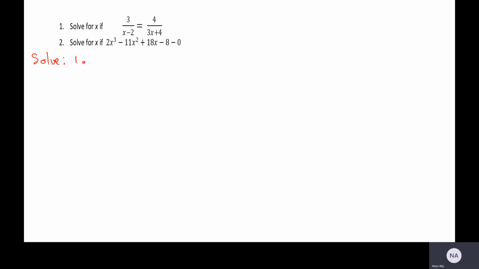For number 1, our solution: 3 over x minus 2 is equal to 4 over 3x plus 4. Now, let's do that last, simply because people just get into a procedure, which many people, of course, do. So you identify the LCD. There's nothing to factorize in the denominators. Multiply by my LCD, x minus 2 times 3x plus 4.